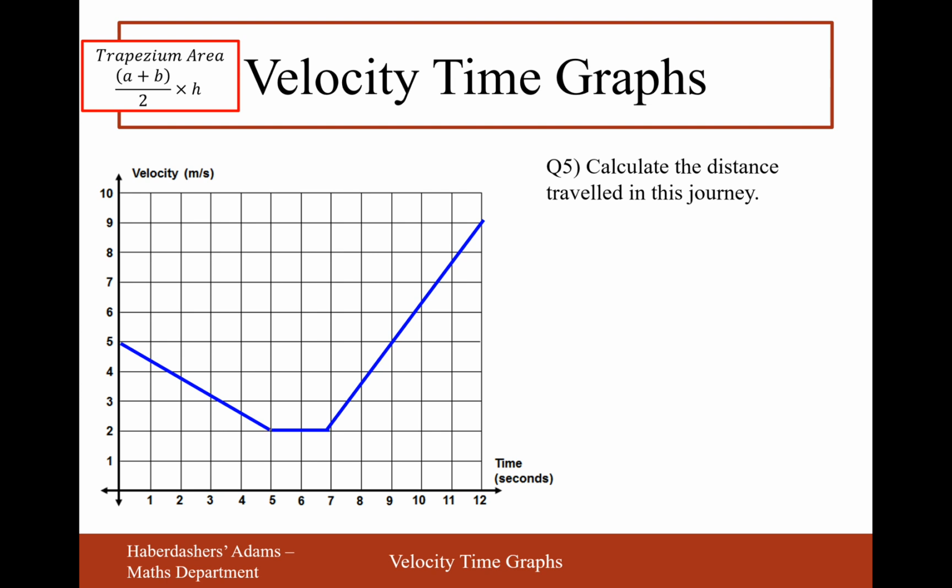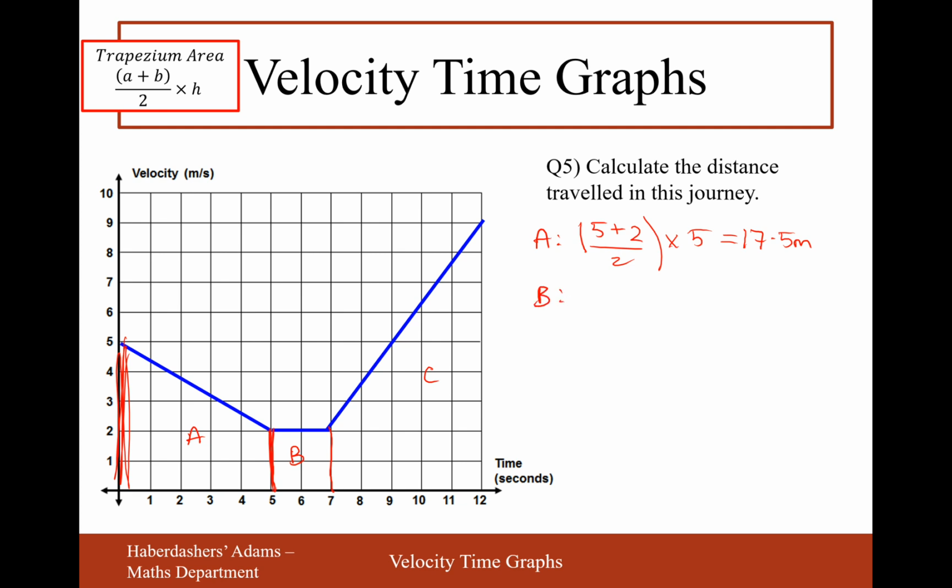Okay, so let's divide it up into 3 separate shapes. It's not always 3 shapes, it might be more shapes than that, or it might be less shapes than that. So we've got section A, section B, and section C. For section A, it's a trapezium, so it's going to be 5 plus 2, that's the height on this side, and then the height on this side. Divide that by 2, and then times by the width of the bar, which is 5. So that's going to be 7 divided by 2 is 3.5, and 3.5 times 5 gives us 17.5 meters.